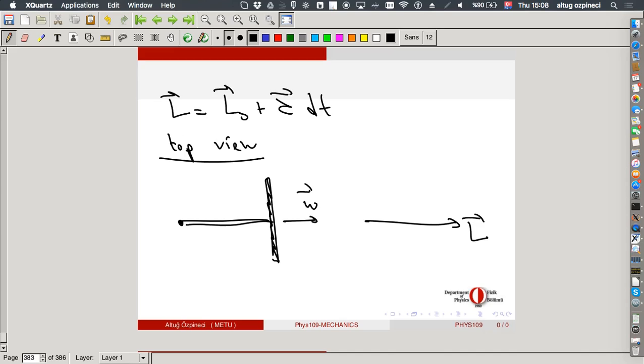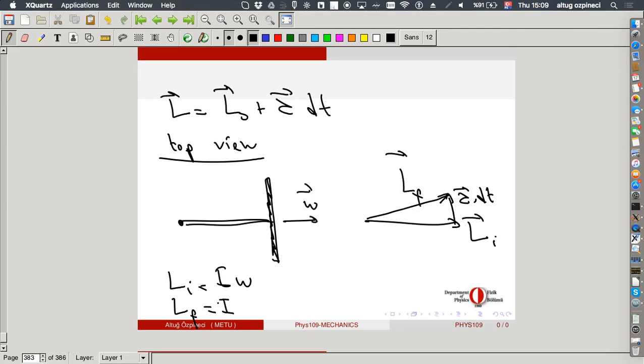So this is the initial angular momentum, let's say. After it precesses, there is a torque in this direction. So this is the change in the angular momentum, torque times dt. The final angular momentum is this one. The magnitude of L initial is equal to I omega. The magnitude of L final is I omega. So they have both the same length.